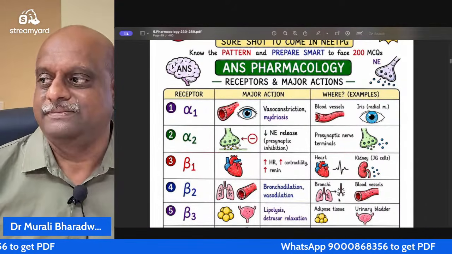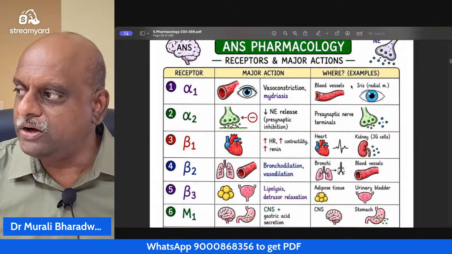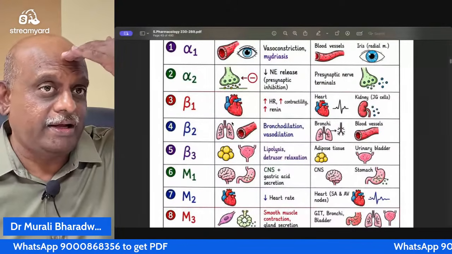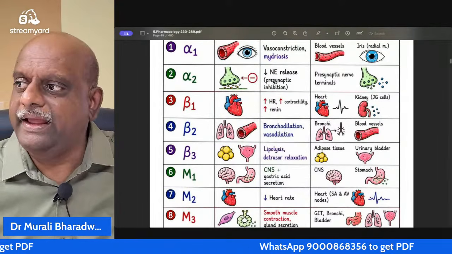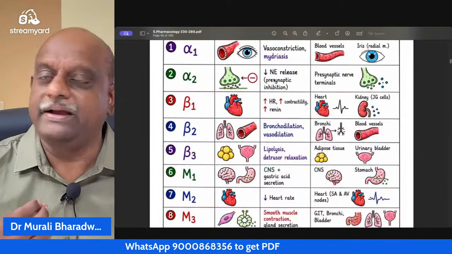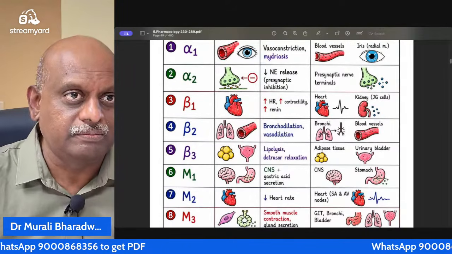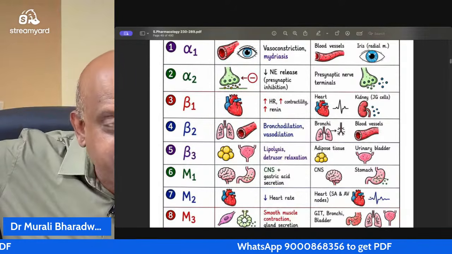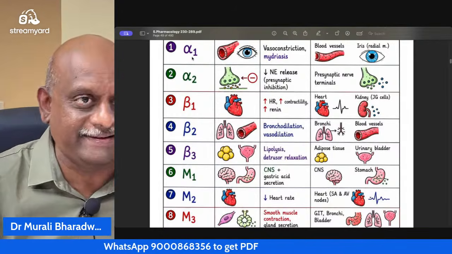Alpha 1 typically leads to vasoconstriction and mydriasis, located on the blood vessels and iris. Alpha 2 is located on presynaptic receptors in the brain, and they decrease the release of norepinephrine, and that will decrease the sympathetic outflow. So alpha 2 stimulation is anti-sympathetic. Alpha 1 stimulation is pro-sympathetic.